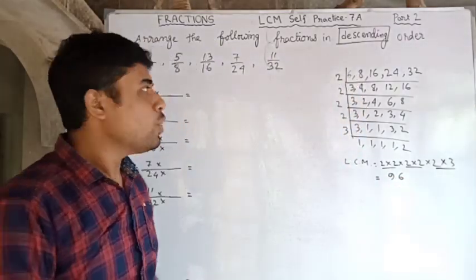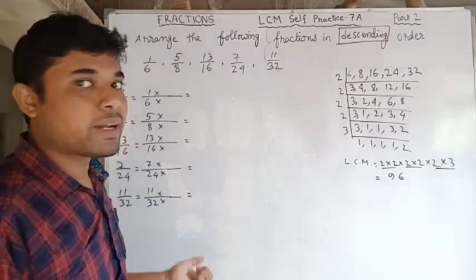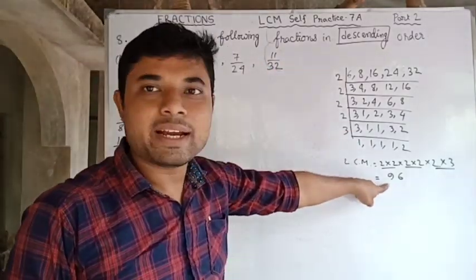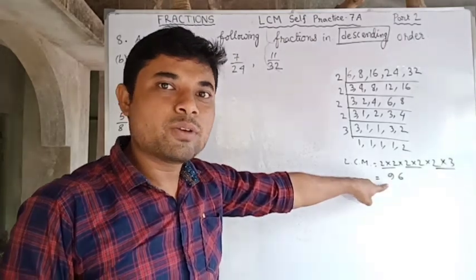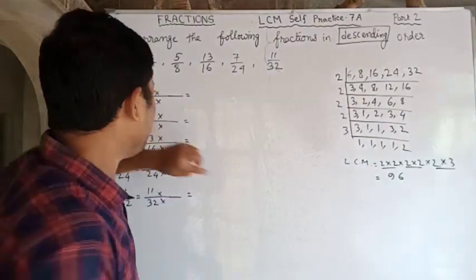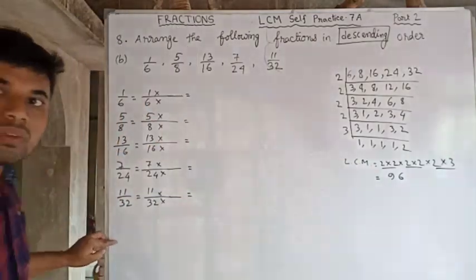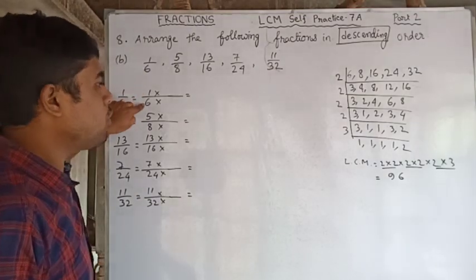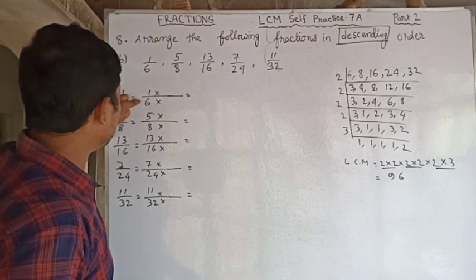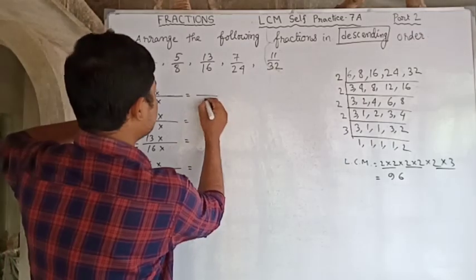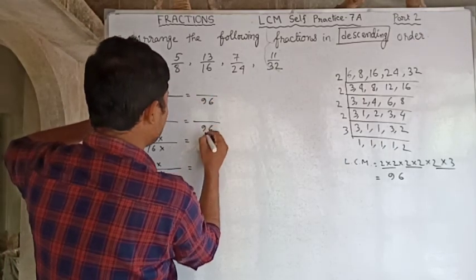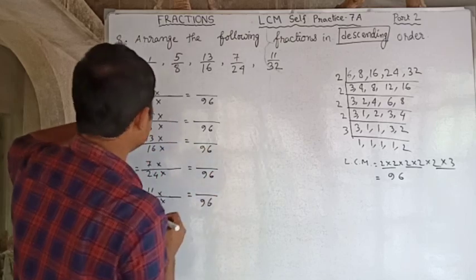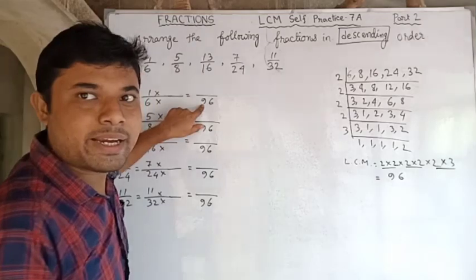So we will find the equivalent fractions of these given fractions whose denominator will be 96. Is it clear? Whose denominator will be 96. So my dear student, first write in this way. 1/6. So first write the fraction 1/6. Now by which number will you multiply 6 to get 96? All the denominators will be 96. So by which number do you multiply to get 96?